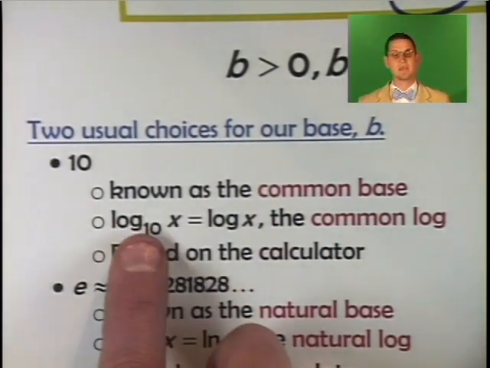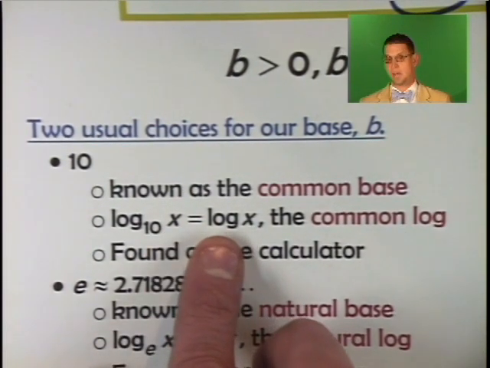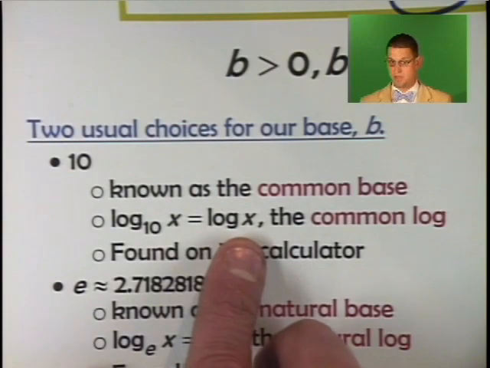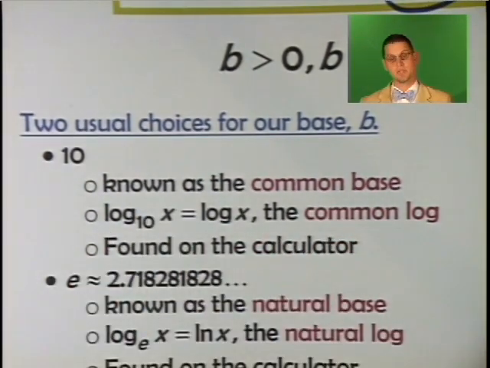So if I was to write that as log subscript 10, log base 10 of x, we don't actually have to write that. If we just write log of x, it is understood that it's going to be base 10. Okay? So just log of x without a specified base is going to be the common log, and its base will be the common base, number 10. It is, in fact, found on the calculator.